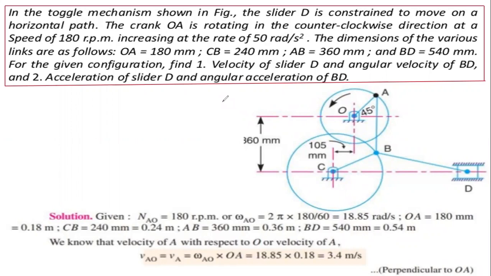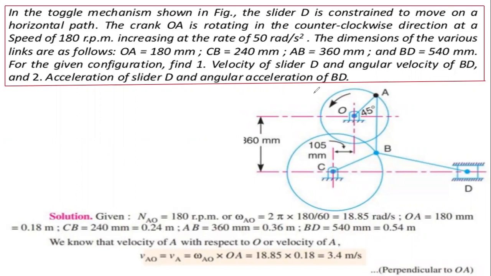In the toggle mechanism, the slider D is constrained to move on a horizontal path. The crank OA is rotating in the clockwise direction at a speed of 180 rpm, increasing at the rate of 15 radians per second square. The dimensions of the various links are as follows. The dimensions of the different links of the mechanism have been given.